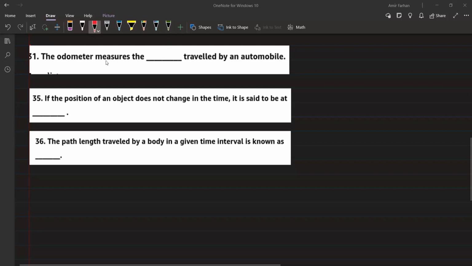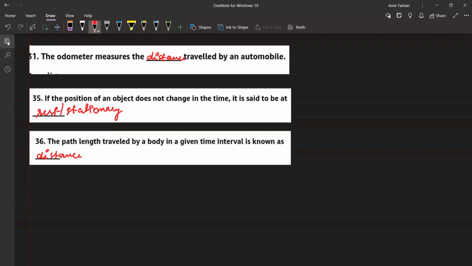So basically, the first one is not speed, dear. It is distance, because an odometer is a meter which measures the distance in an automobile. And if the position of an object is not changing in time, it is said to be at rest or stationary. This answer is correct. You can write rest or stationary. The last answer is distance. Very good. The path length traveled by a body in a given time is distance. Clear, everybody?